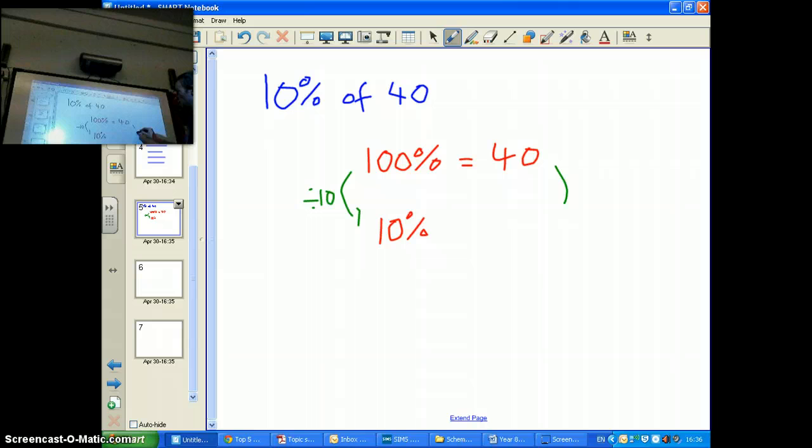Okay, and so we divide 40 by 10, and hopefully you'll all be able to do that. 40 divided by 10 equals 4. And so your answer, 10% of 40 equals 4. Simple as that. 10% is the best thing to always try and find first. From 10% you can work out 1%, 5% and so on, as you'll see in a minute.